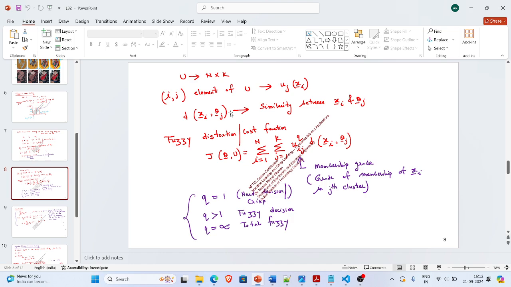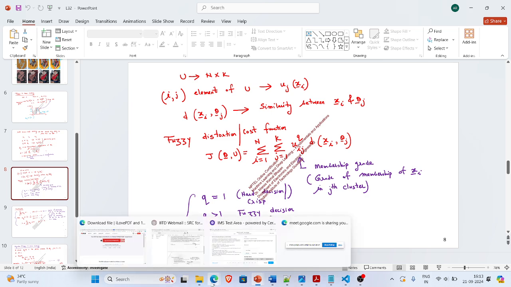So what we have done is define a cost function for this scenario to represent the fuzzy distortion cost function. This is the product of the membership grade and this similarity. As you can see, if q is equal to 1, it is a hard decision, or k-means clustering situation.